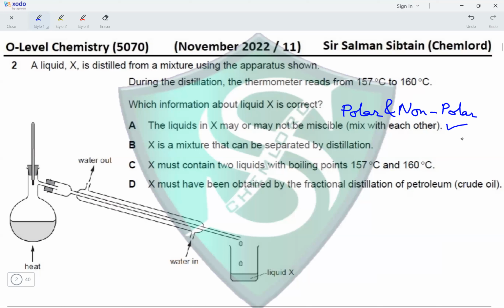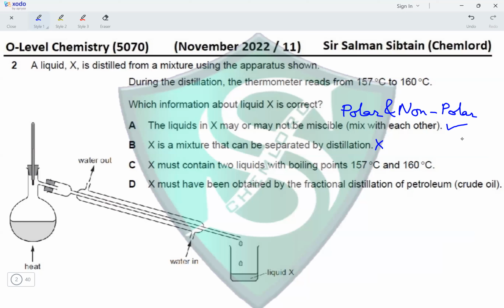Next, X is a mixture that can be separated by distillation. Okay, X collected is a mixture. The boiling points of the liquids in X are too close. It cannot be easily separated by distillation, but rather by fractional distillation. So this option is incorrect.